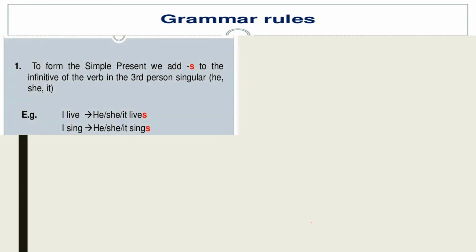So first of all, we need to understand that to form the simple present tense, we add s to the infinitive of the verb in the third person singular: he, she and it. What does that mean? First of all, we need to understand that there is a structure, right? There is a structure like subject, verb and object. It is a structure that every tense applies: subject, verb and object.